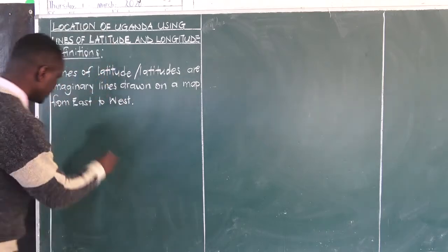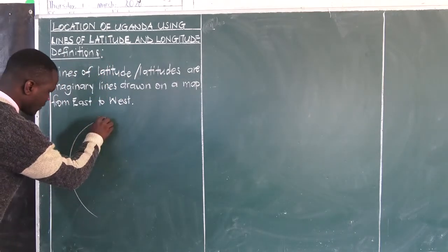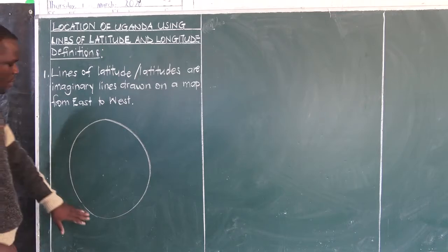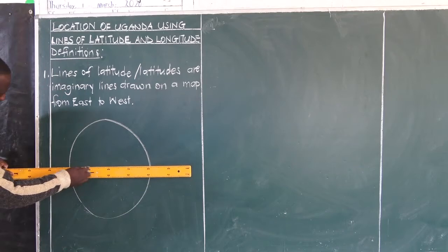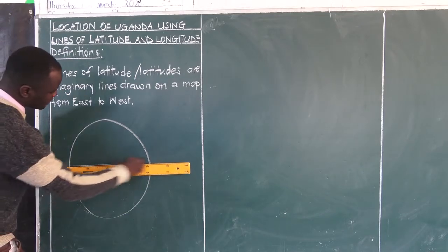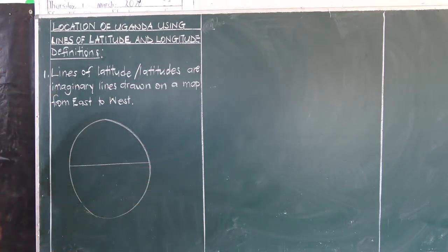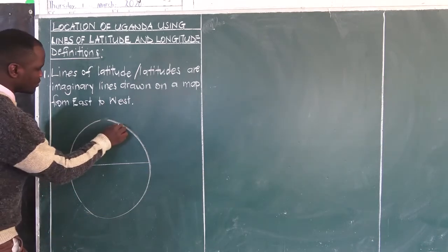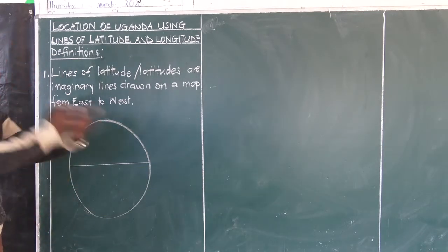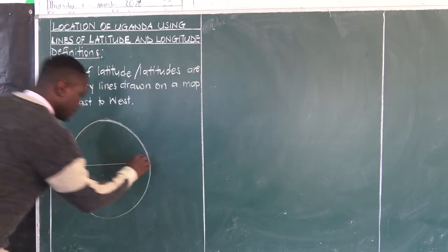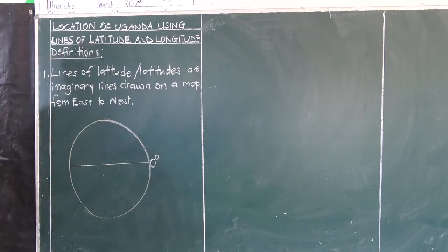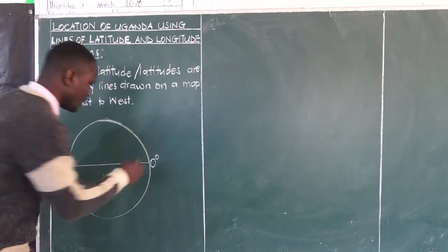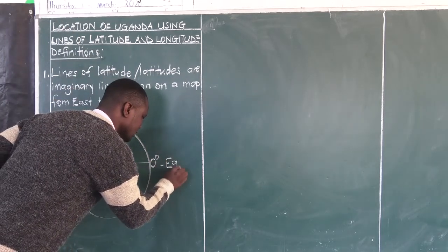Which means, if we are having our globe drawn, or our world map drawn like this, we shall be able to understand that we are having lines that are drawn on this globe, on this map, from east to west. We can say from east to west or west to east. No problem. So, we are going to have our major line of latitude. That is the one we call equator. It is marked 0 degrees.